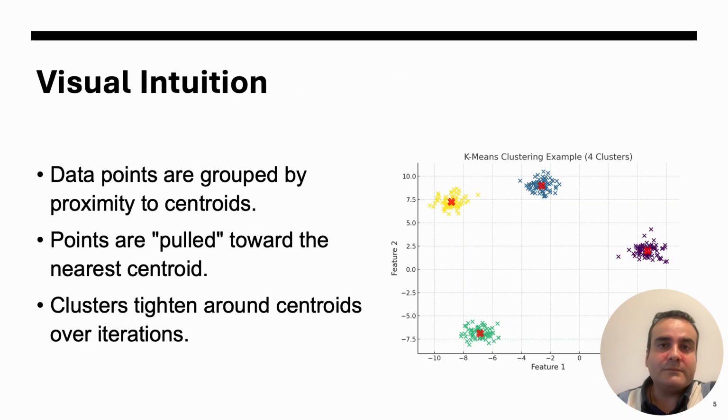You can think of centroids like magnets. Data points are attracted to their nearest centroid. As centroids move and points reassign, clusters naturally tighten around their centers, creating clean groupings.